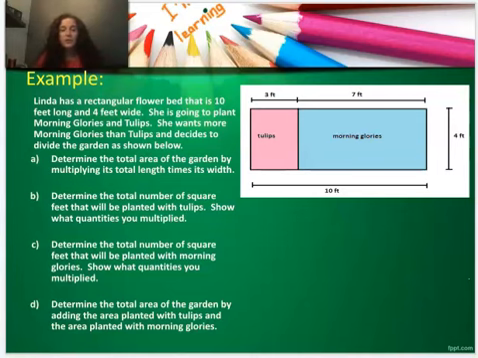Part B, determine the total number of square feet that will be planted with tulips. So show what quantities you multiplied. So write that number sentence. Part C, determine the total number of square feet that will be planted with morning glories and see what quantities you multiply. And lastly, determine the total area of the garden by adding the area planted with tulips and the area planted with morning glories. So take a minute to do that.